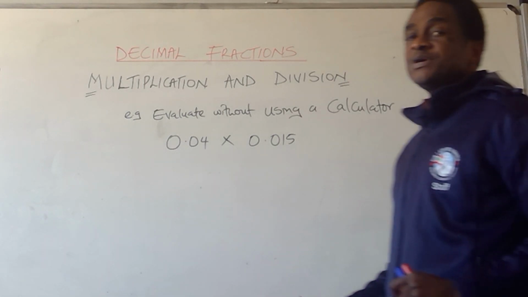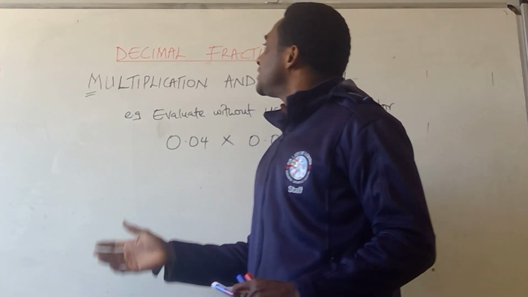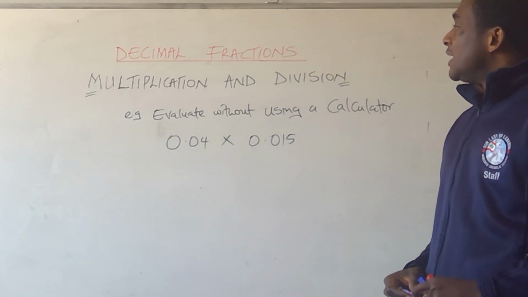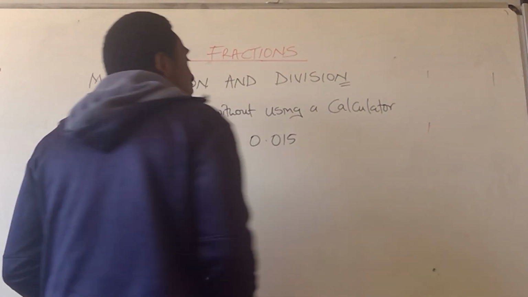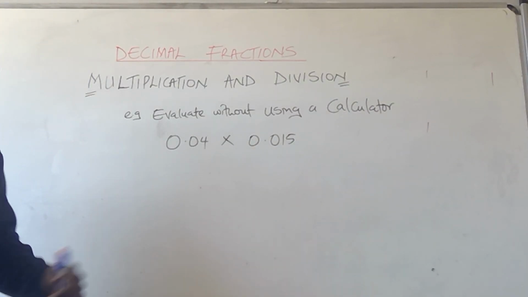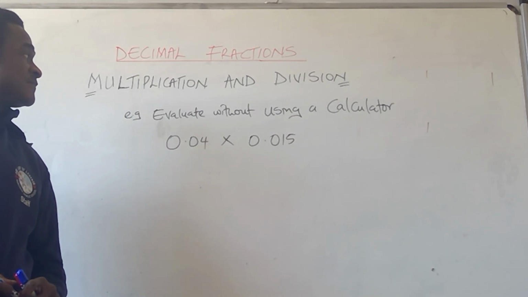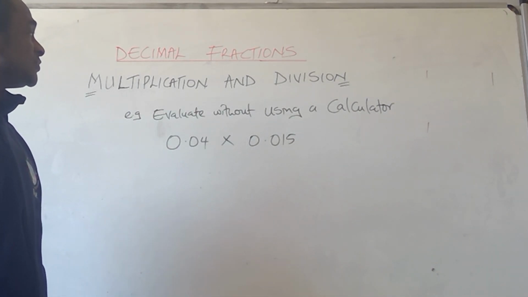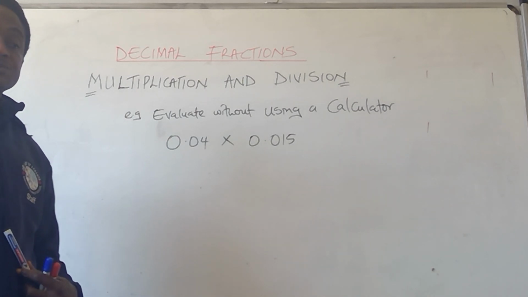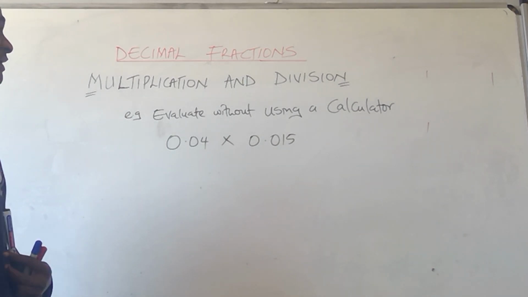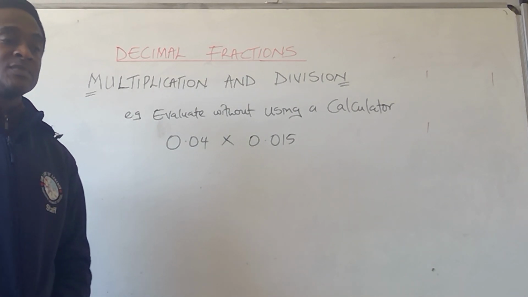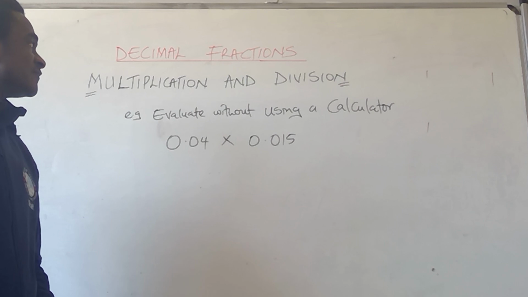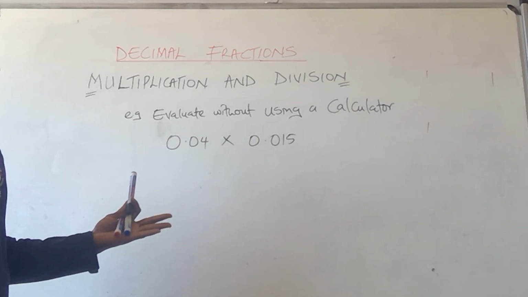Hello everyone, today we are going to go through multiplication and division of decimal fractions without using a calculator. This is grade 9 work, as we can see. And at this level we are not allowed to use a calculator so that our logical reasoning acumen will grow. So, how do we go about this type of sum? Let's take an example to illustrate this.